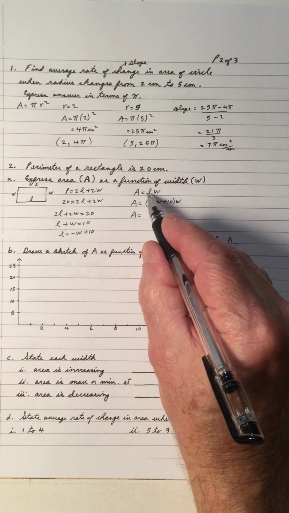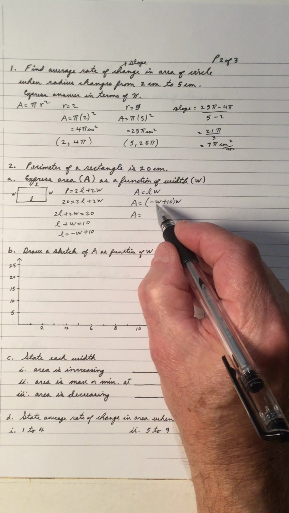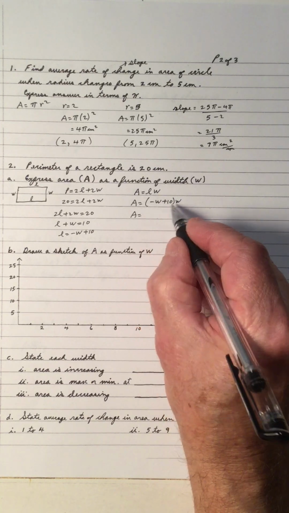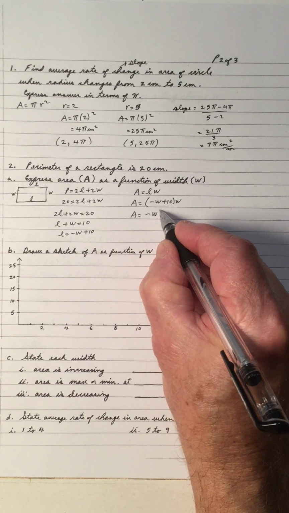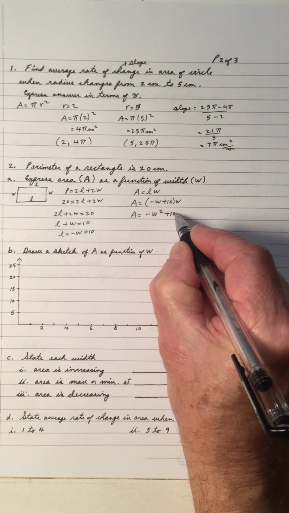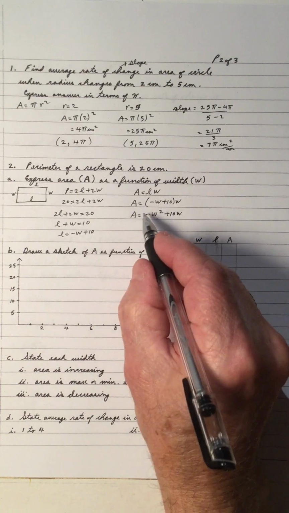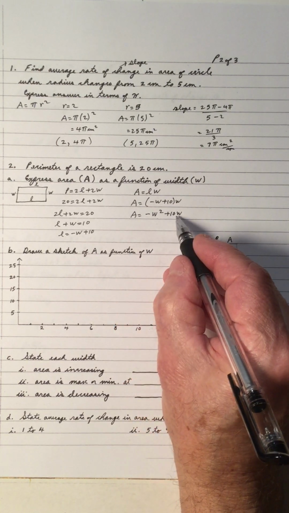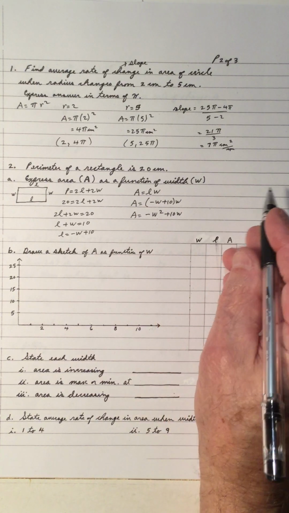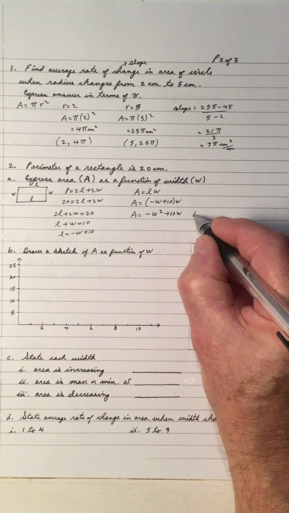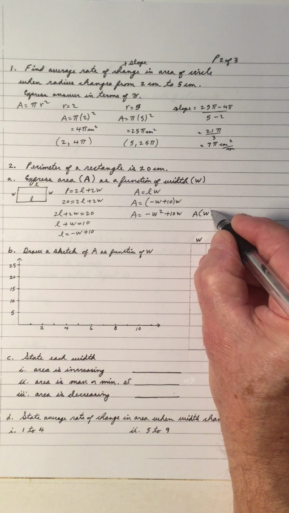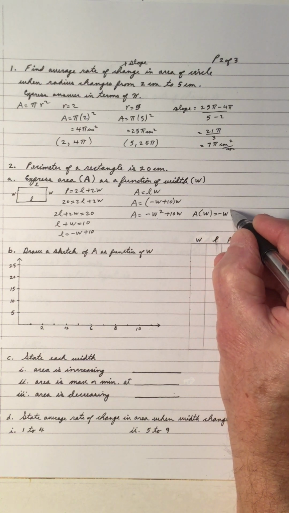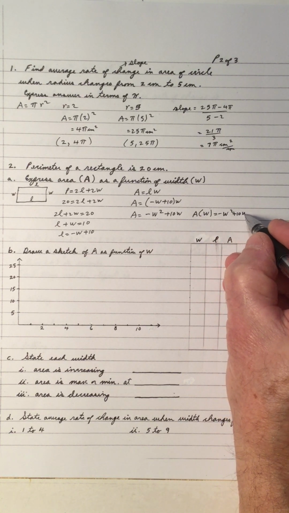So now, instead of having the length and the width, I have all widths. So if I multiply, I get negative w squared plus 10w. Now the area is a function of the width. And again, this could be written as A with a w there, like that.